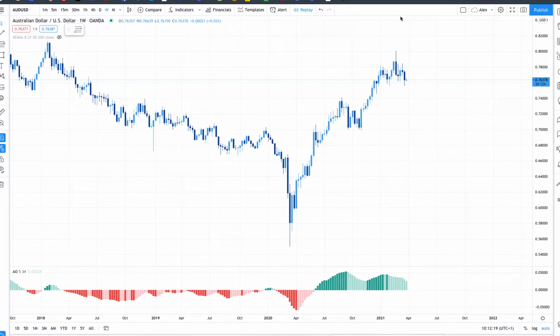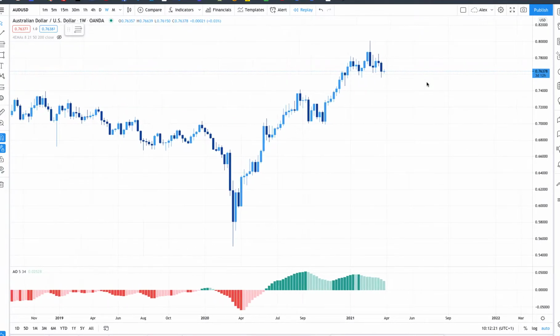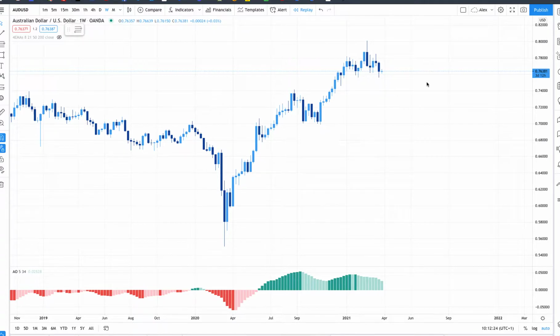And that way we're recording this now. This is a weekly on the Aussie dollar. There's potential downside, further downside. So this is the setup. This is how we're going to do it.